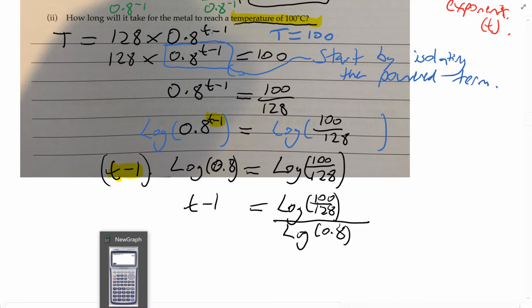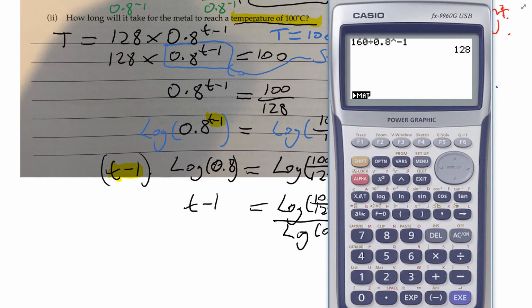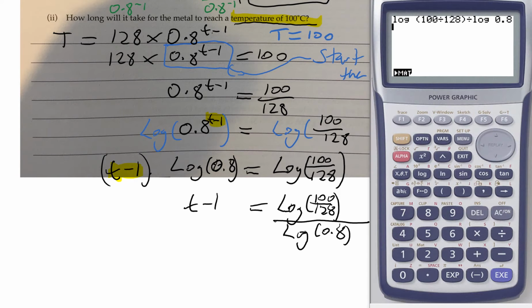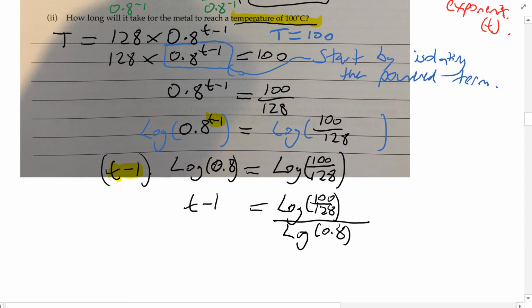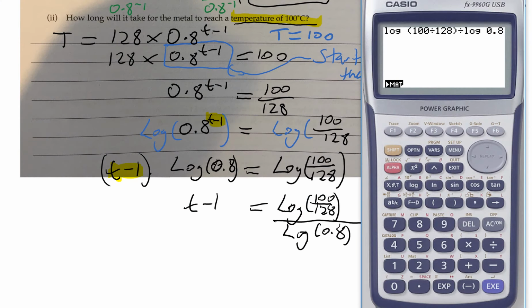And so we whack that into a calculator, and it doesn't matter which log button you use as long as you're consistent. So you could use the LN button if you wanted to as well, but as long as you're consistent with that within the same question. And so I get this answer here, 1.106.